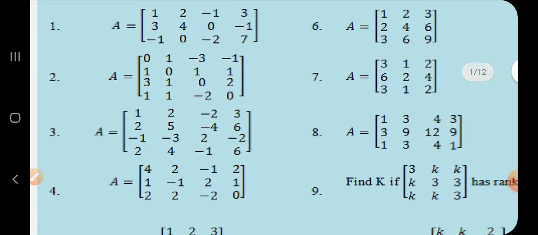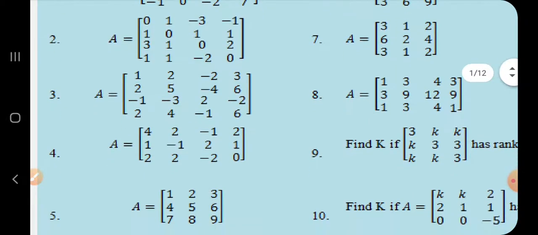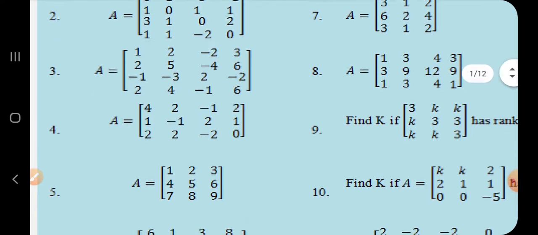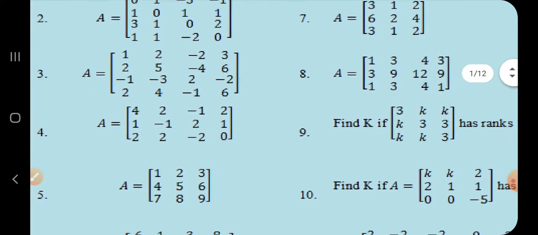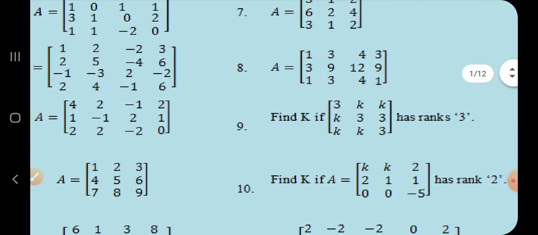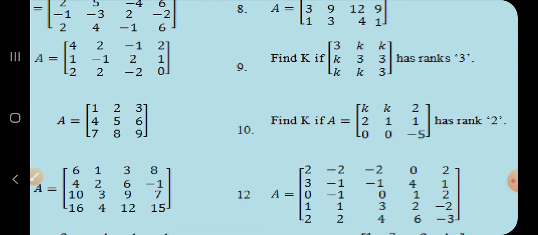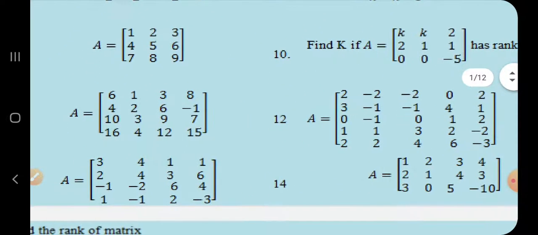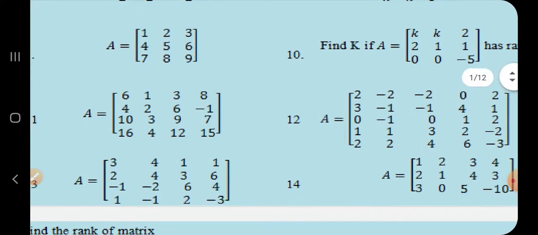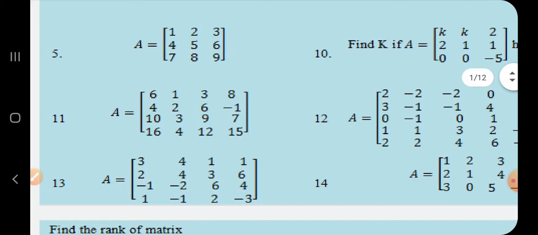So I will show you a few examples. Instead of reading them, you can stop the video, write down these examples and try to solve them. These are much easier and you can easily find the answers also. So the matrices are there. We will solve a few examples here also. There are 14 examples I put in front of you. You just go through them and try to solve each and every example.